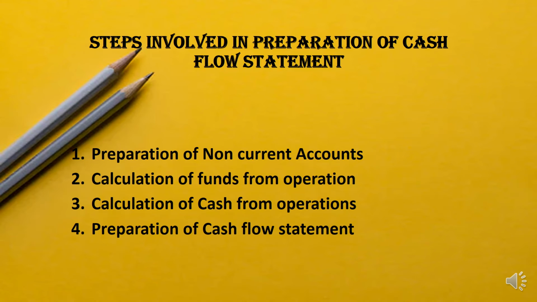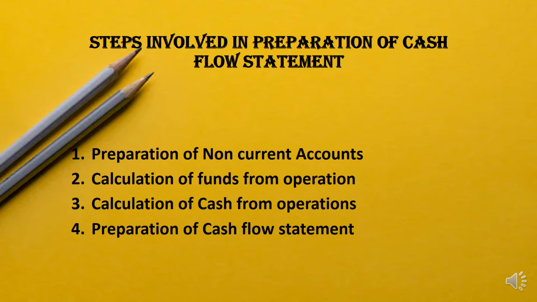And the third one is calculation of cash from operations. After ascertaining net profit, that is funds from operations, a comparison of individual items of current assets as well as current liabilities is made and the changes are noted down. The decrease in current assets and increase in current liabilities are added to the net profit. An increase in current assets and decrease in current liabilities are subtracted from the net operating profit. The resulting figure after all these adjustments will represent cash from operations.